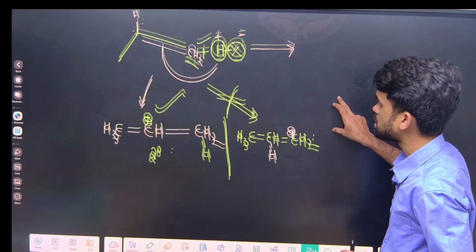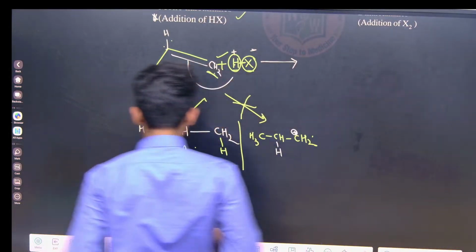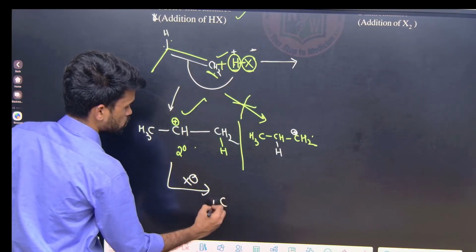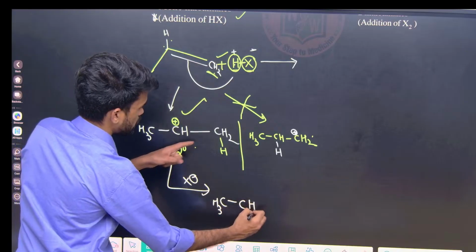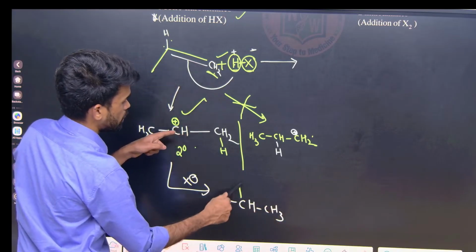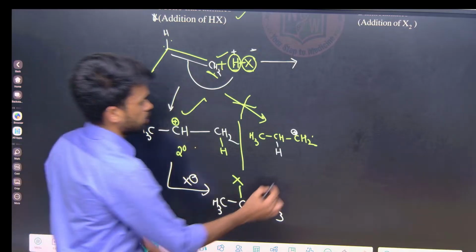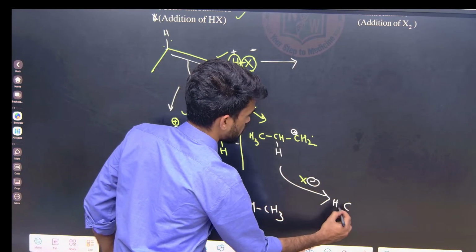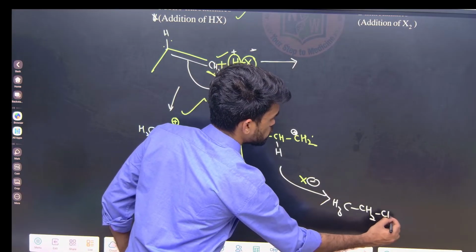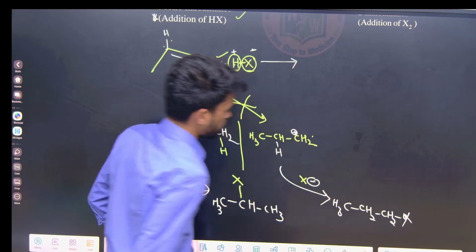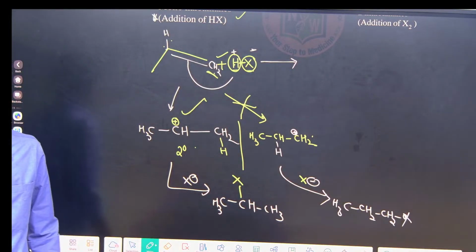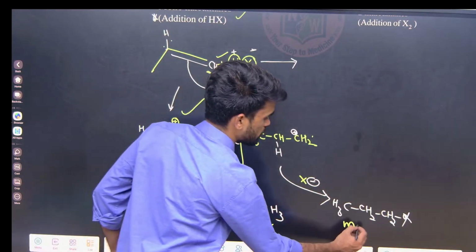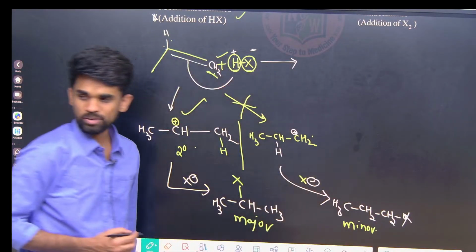Now from this, what will be the major product? Next, what do we have? The halide ion. So that halide ion can be added over here: CH3, CH, CH3, here you can add X. Now here also, tell me: CH3, CH2, CH2, X. So they will ask which of these is major and which is minor. This is the major product, and this is the small quantity, minor product. Did you get what we are solving here?